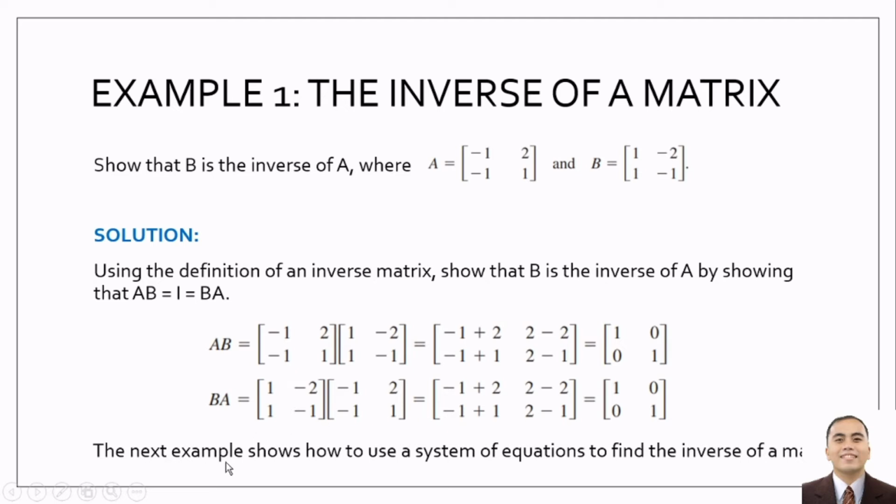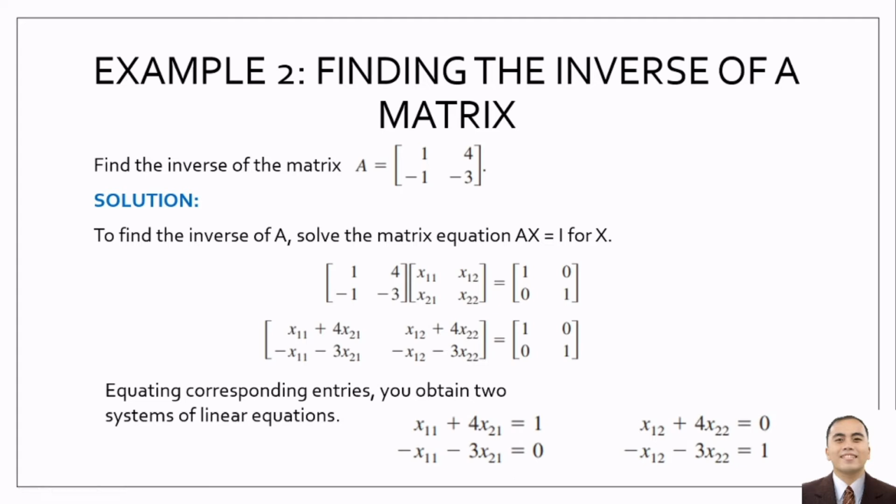The next example shows how to use a system of equations to find the inverse of a matrix. So here is example number 2, finding the inverse of a matrix. Find the inverse of matrix A = [1, 4; -1, -3]. To find the inverse of A, solve the matrix equation AX = I for X.